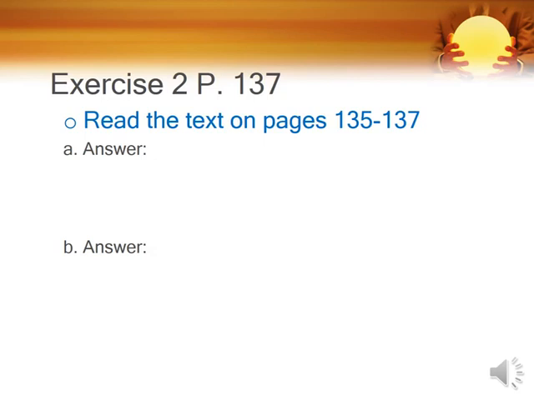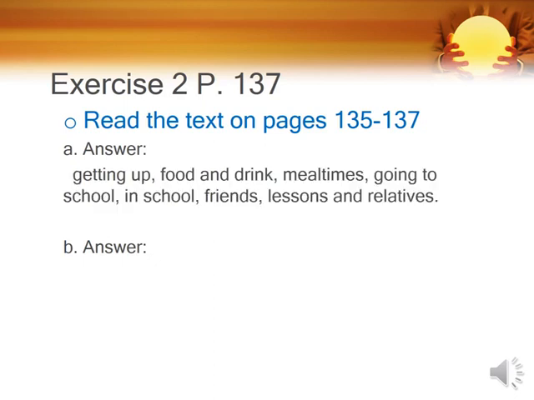The first question is, list the topics the writer refers to in text 11a. These are all topics which you usually find in a memoir, writing about memories. So what are the topics that he talked about in each paragraph? Well, he talked about getting up, about the food and drink that he had, the meal times, going to school itself, friends, lessons, and relatives. All these things were mentioned in this text.